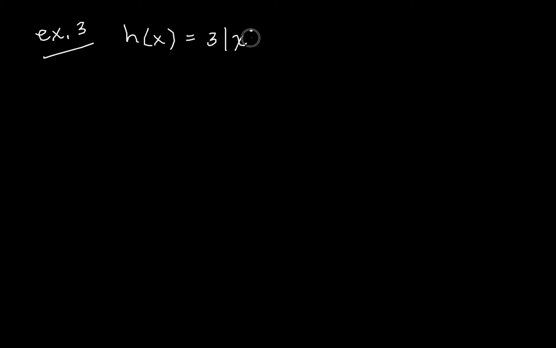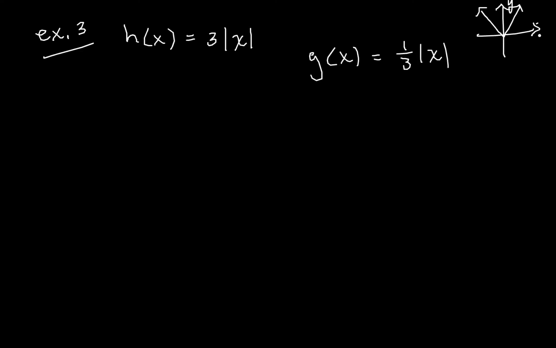3 absolute value of x, and they have 2 of them. They have g of x equals 1/3 absolute value of x. And we're going to compare this with our absolute value function, which looks like this. Remember, this is our parent absolute value function. But we changed the number that's in front of there.